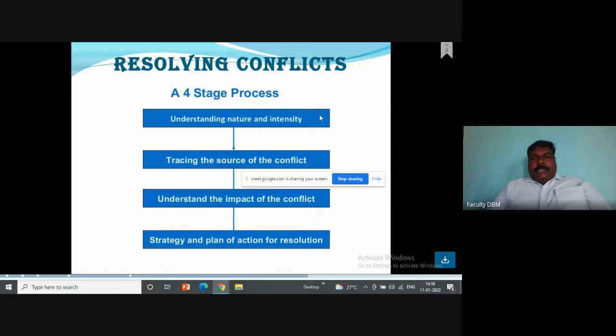So understanding the nature and intensity and tracing the source of conflict, understanding the impact of conflict, and strategy and plan of action for resolution. So this is the post-stage process of resolving conflicts. Any conflict you take, not only in retail management or distribution, just try to understand the nature and intensity of that particular conflict. Trace the source of conflict, why and where it has started. Understand the impact of conflict, what it will be going in future, how it is going to affect us. Then plan for action for resolution.